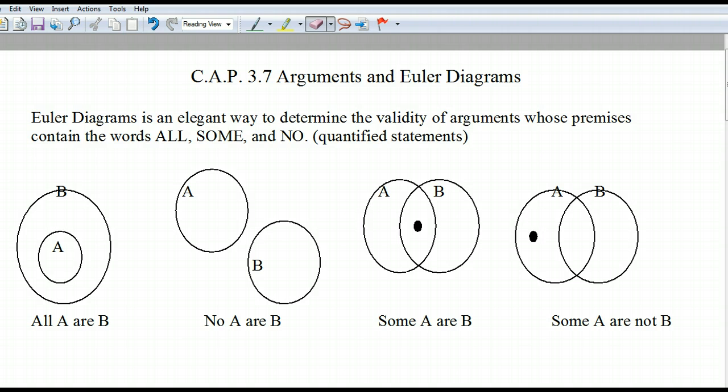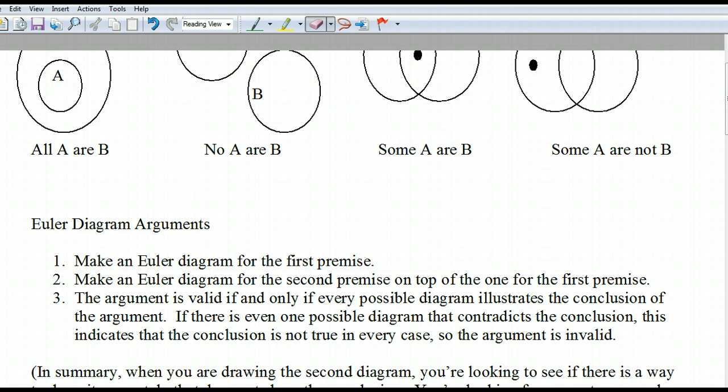And the other one is some A are not B. And that would be an example there, where it would be in this region of the diagram right here. Okay, so I would like you guys to write down this.